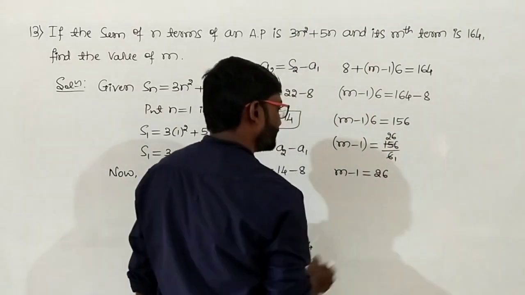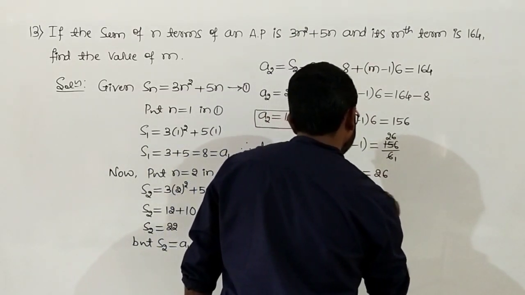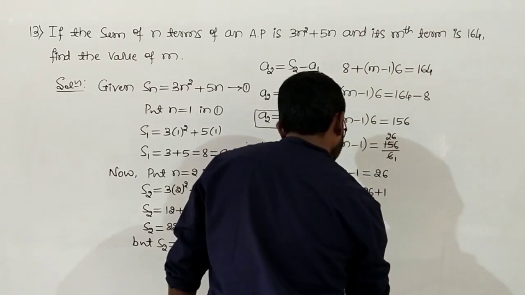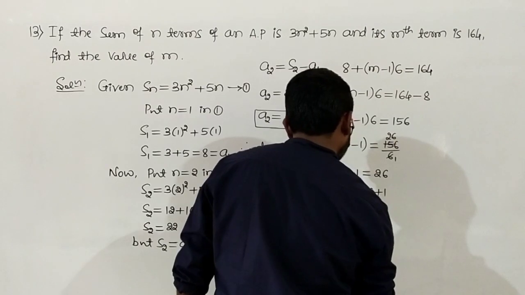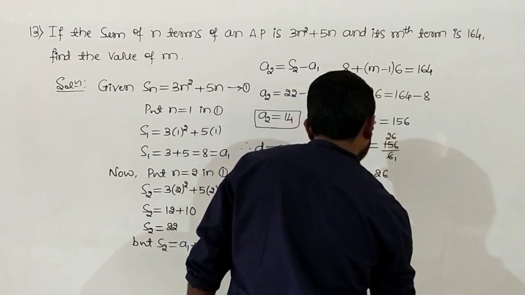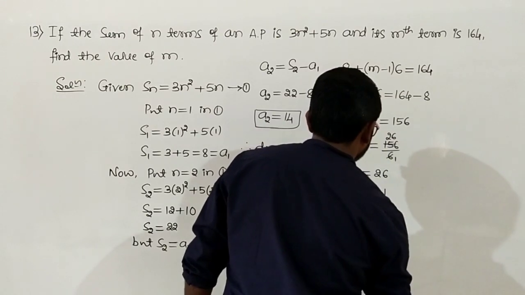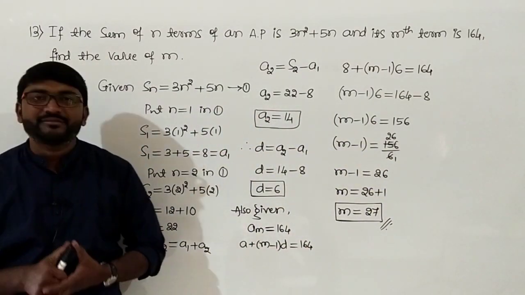Now take minus 1 to the other side, it becomes plus 1. M which is equals to 26 plus 1, M which is equals to 27. M equal to 27. So this is the required answer for the problem number 13. So note down this, then we'll continue.